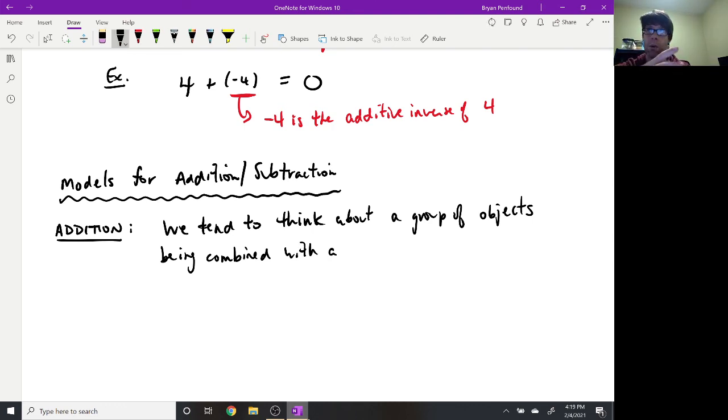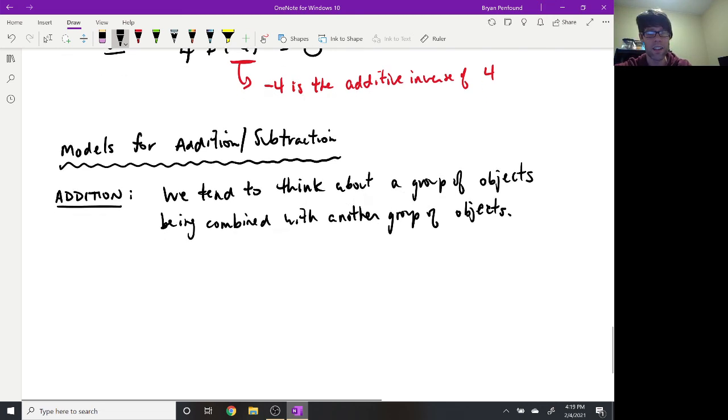And the easiest way to think about this is, we have a group of objects that has a certain number of things in it. We're just going to combine that with a different set of objects that also has a certain number of things in it. And to be honest, that's the easiest way to really visualize addition.